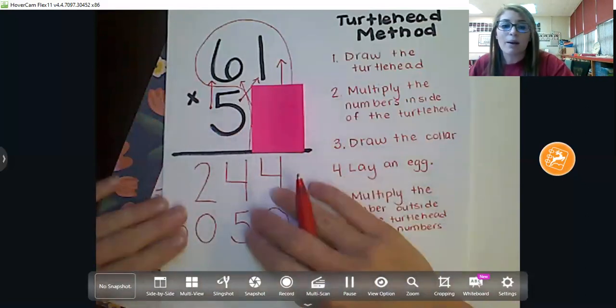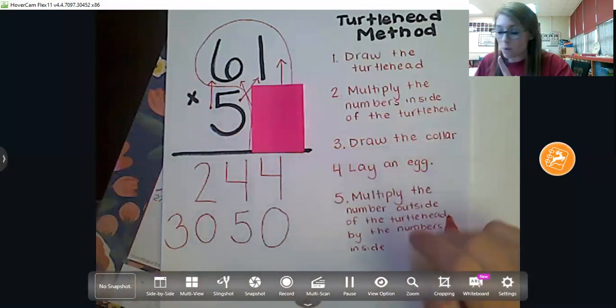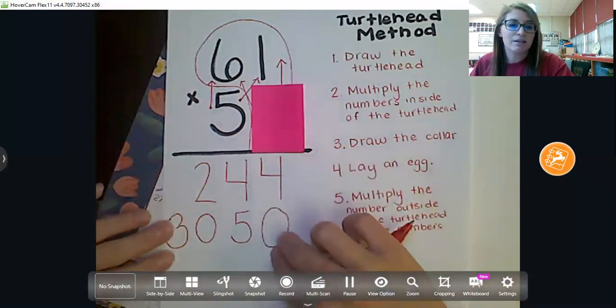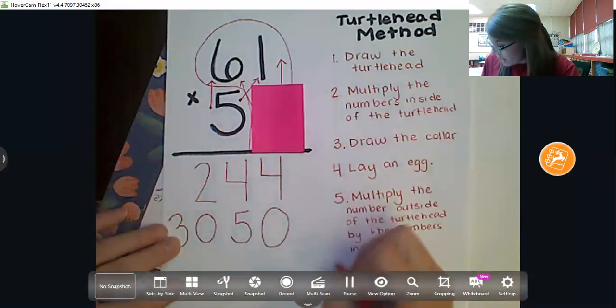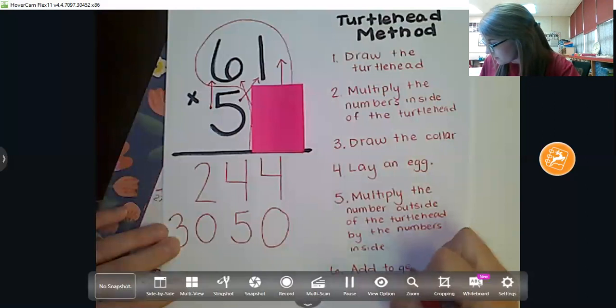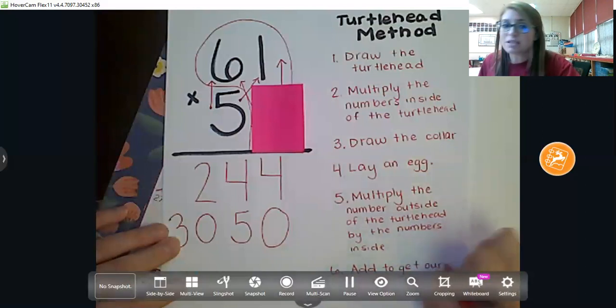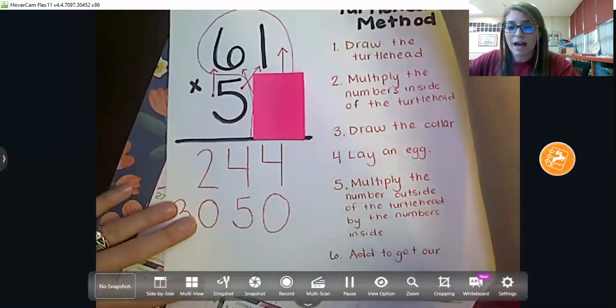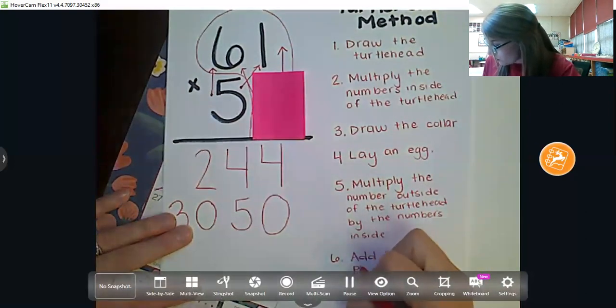Now, I'm not done yet. There's one more step. Anyone want to take a guess at what that last step is, just by looking at this down here? Yeah, we are going to add those together. We are just going to add to get our product. Remember, a product is just the name for an answer to a multiplication problem. So we're going to add to get our product.